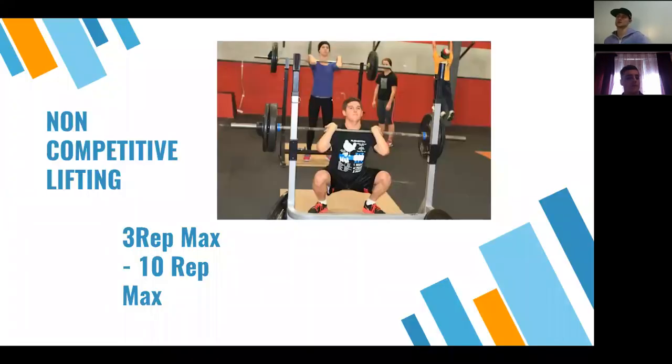Another strategy that can be used is non-competitive lifting. So within adult CrossFit classes, we'll regularly perform one rep max lifts where we lift the most weight possible in a particular movement for one repetition. For students, however, we tend to work between 3 rep max and 10 rep max. This way, students have to focus on form over a number of repetitions and are less likely to try a weight that would cause a compromise in form, potentially leading to injury.